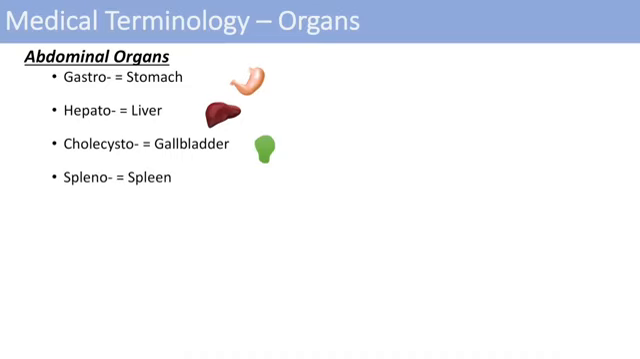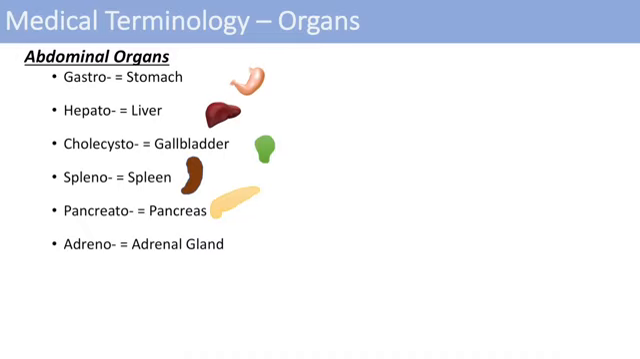Another one is spleno, that's just for the spleen. Another one is pancreato, for the pancreas. Another one is adreno, for the adrenal gland. Just the gland that sits on top of your kidneys. And you might not have heard of this one, nephro for your kidney. So you can think of nephrologist. These are related to the kidney, and this word actually comes from the nephron, or the functional unit within the kidney.